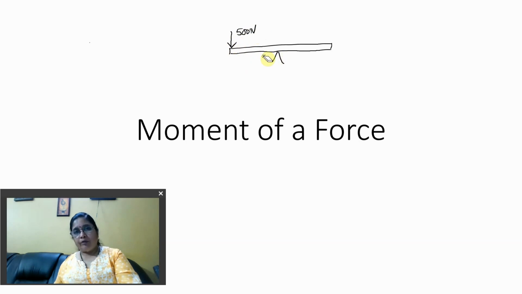So what is the moment of the force? The force is 500 newtons. The moment of the force is equal to force times the perpendicular distance from the pivot. So the distance from here to here is, let us say, 5 meters. So the moment of the force is going to be 500 times 5, right? This is going to be the moment of the force. So obviously it's 2500 newton meters. Moment is measured in newton meters.